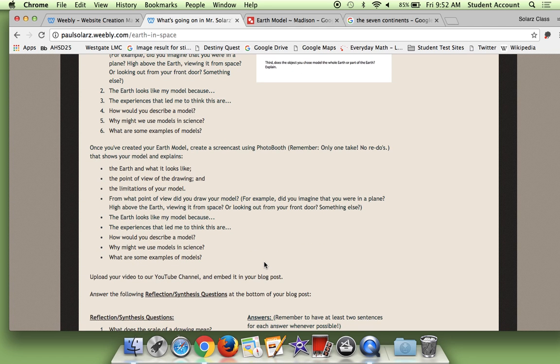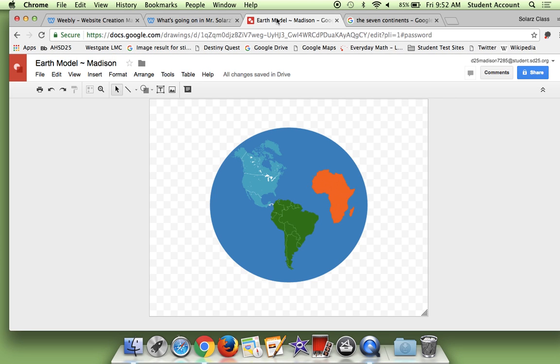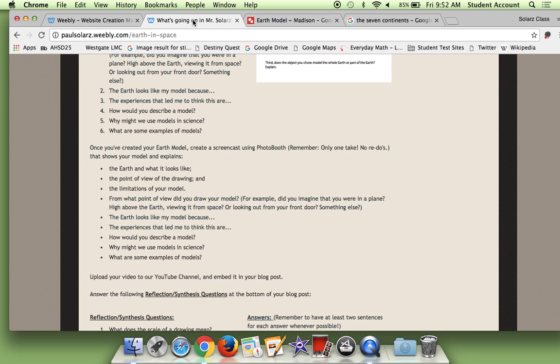Sorry, I'm just looking at this. So the limitations of my model is kind of hard because I can't make it three-dimensional, and I can't put all the continents on here. I don't have Asia, Antarctica, Australia, or Europe. So I have 3 out of the 7 continents, which I think is okay.